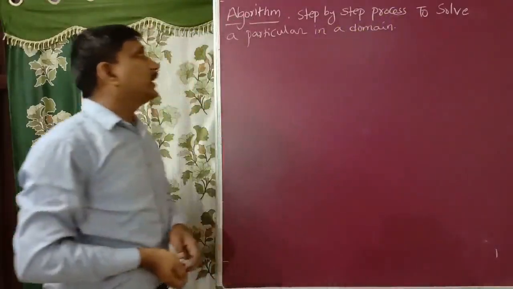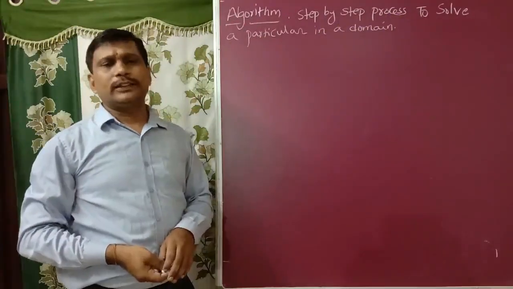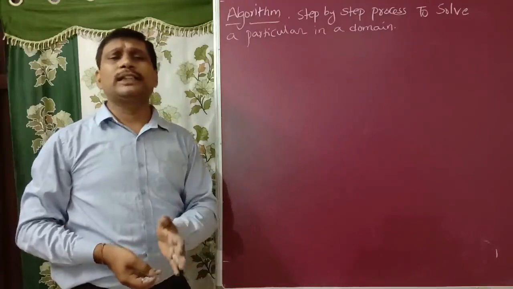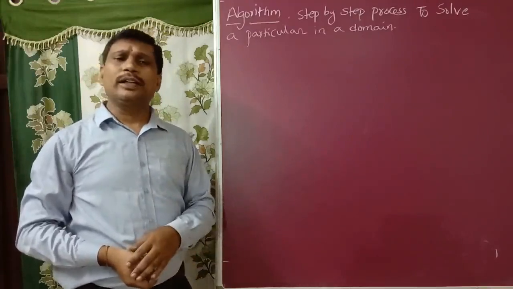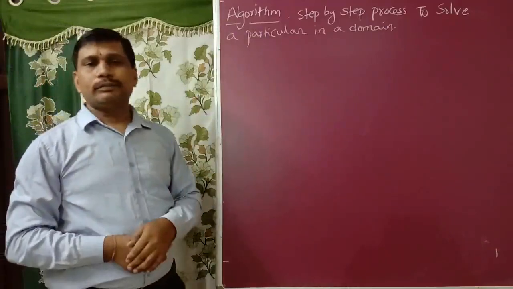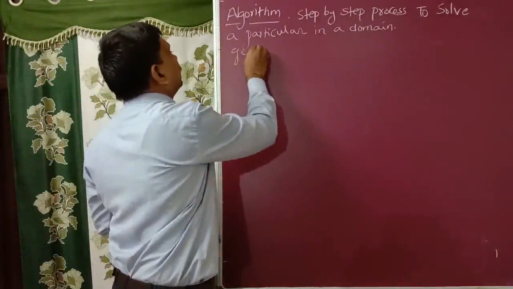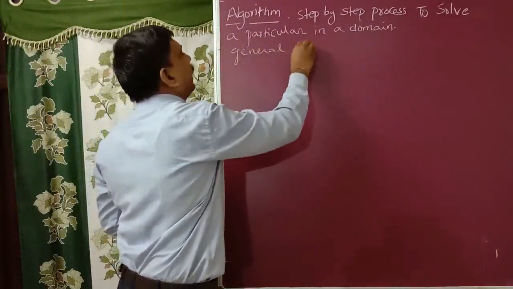So when we write in any programming language, whether it is C, C++, Java, Python or .NET, we first take one algorithm with a general format. It is a general format.